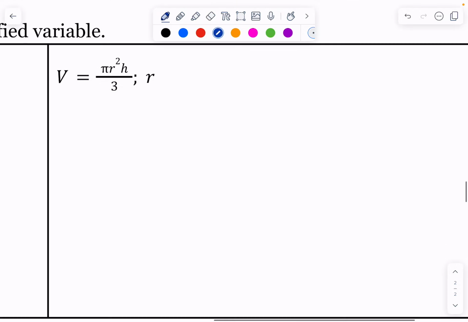All right, for the next one, we have V equals pi r squared h over 3, and it wants us to solve for this r. The 3 is in the denominator, so we're going to get rid of that first, and we're going to multiply by 3 to do so. And if we multiply by 3 on the right side, we need to multiply by 3 on the left, so that's going to get us 3V equals pi r squared h, because these 3's cancel out to 1.